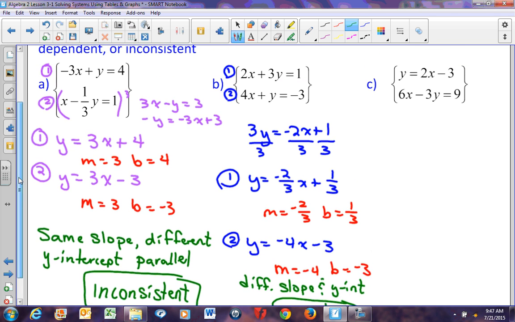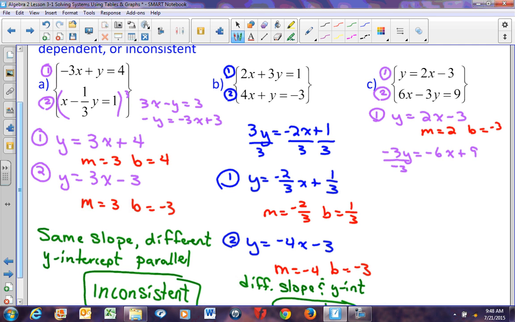And last but not least, my third equation here. Okay. Let's do the 1 and 2 again. Equation 1, y equals 2x minus 3, which means the slope is 2, y-intercept is negative 3. In the second equation here, I would have negative 3y equals negative 6x plus 9, divided by negative 3. I will have y equals 2x minus 3. Same equation. Okay, when you have the same equation, just like equation 1 and equation 2 are exactly the same, so we have the same slope, same y-intercept, same line basically. So these are dependent.